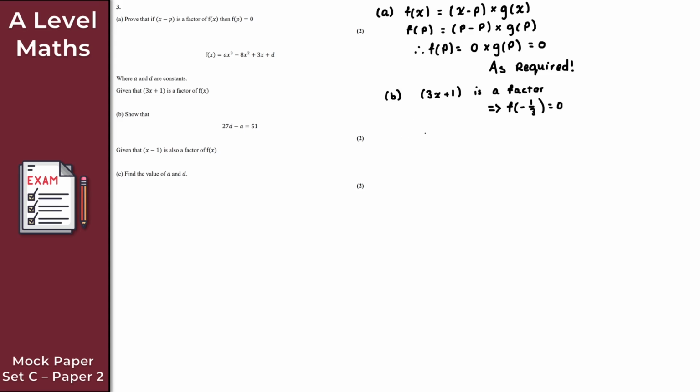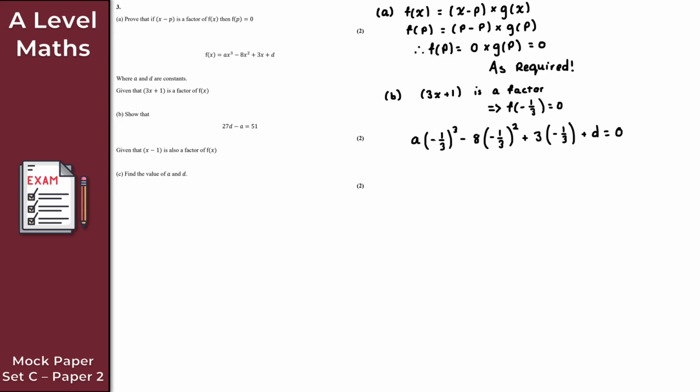So what I've got here then is a times minus 1 over 3 cubed, minus a times minus 1 over 3 squared, 3 lots of minus 1 over 3, and then finally plus d, right? And we know then, by the factor theorem here, that all of this is equal to 0. Okay? So let's just simplify here and clean this up.